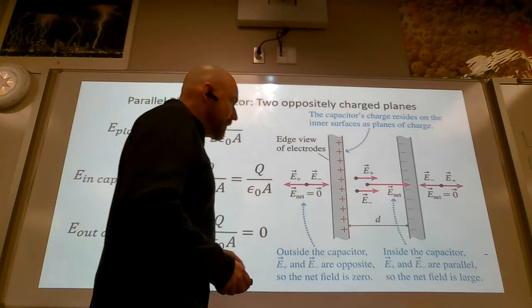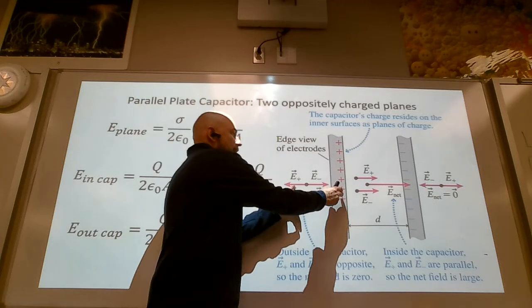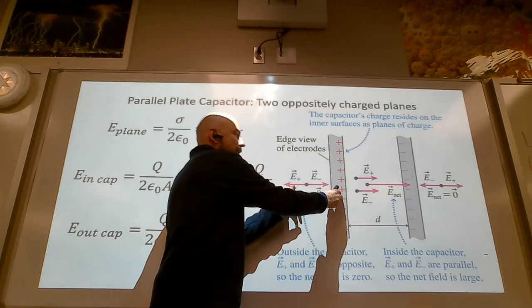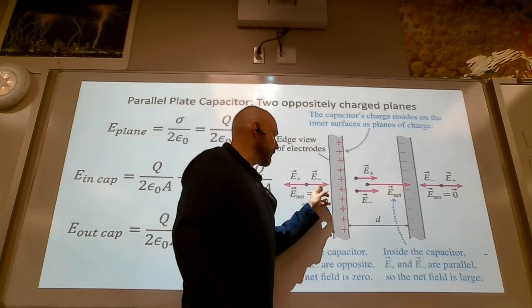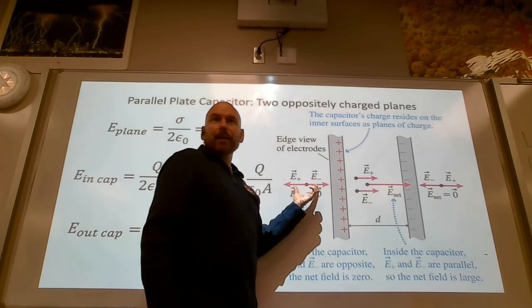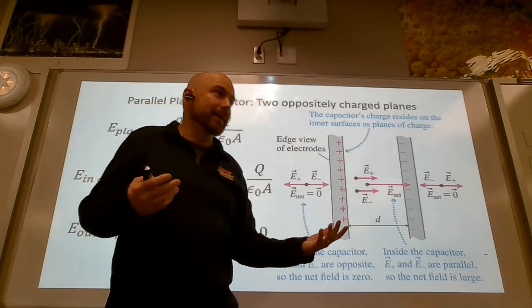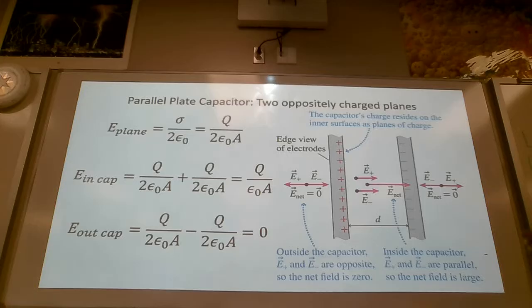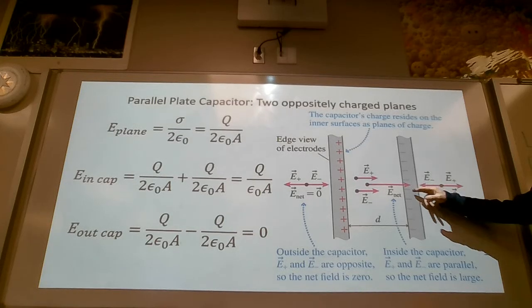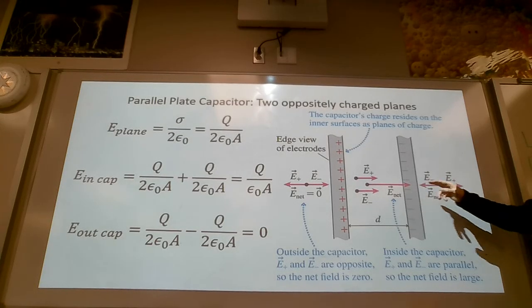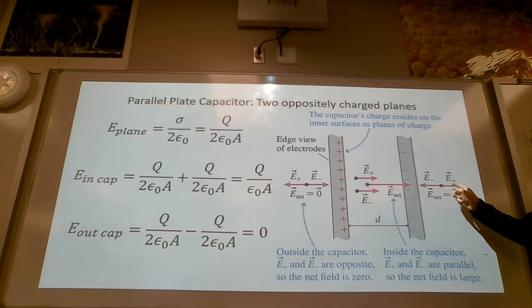And then outside, this field's created by the positive. This one is being created by the negative, and they cancel each other out, because how far you are away doesn't matter. Here, same thing. This electric field is being created by this guy. This one's being created by this guy, and they cancel out. So the only field you have is in the middle, which is doubling that. Good.